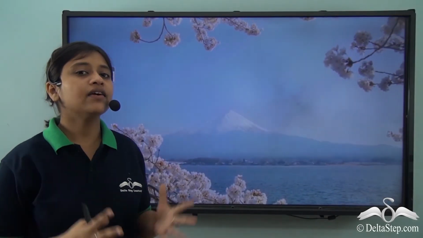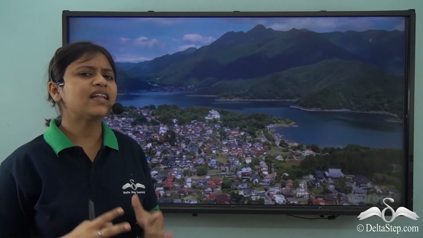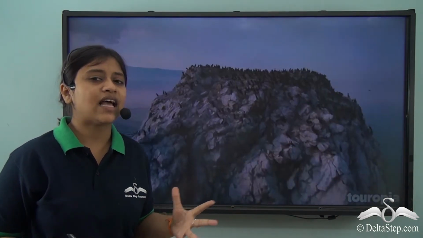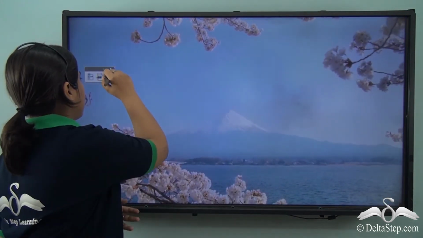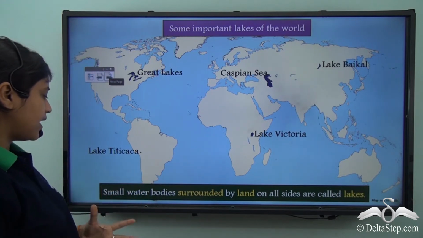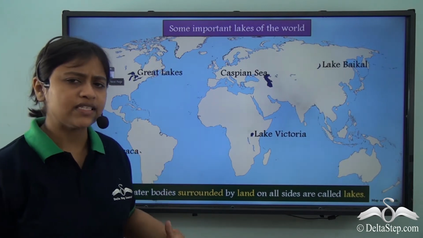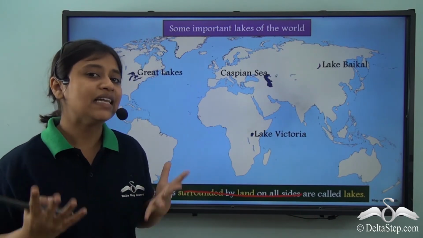Let's learn about another important water body, and that is a lake. Now, most people think that lakes are small, but let me tell you that lakes can be huge. They can be salty lakes, that is, they contain a lot of salt, or they can be freshwater lakes. So, what exactly is a lake? A small water body surrounded by land on all sides is called a lake.